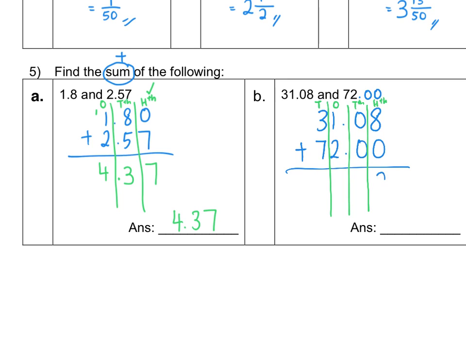8 plus 0 is 8. 0 plus 0 is 0. Follow the decimal point. 1 plus 2, 3. 3 plus 7, 10. The answer to this question is 103.08. With that, we have come to the end of the worksheet.